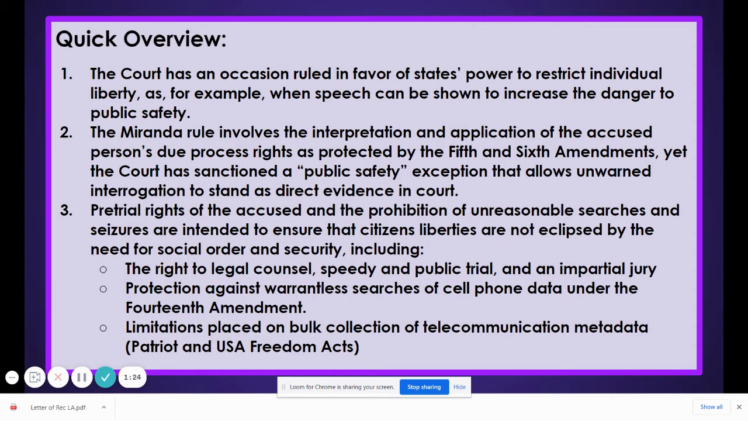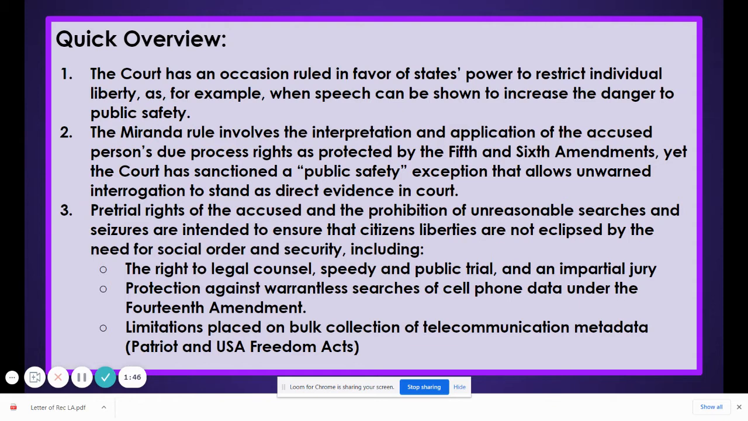So a couple of rules: they must be informed of their constitutional right to remain silent. They must be warned that what they say can be used against them in a court of law. And then they also must be told they have a right to have a lawyer present during questioning, and that a lawyer will be provided if the accused cannot afford one.